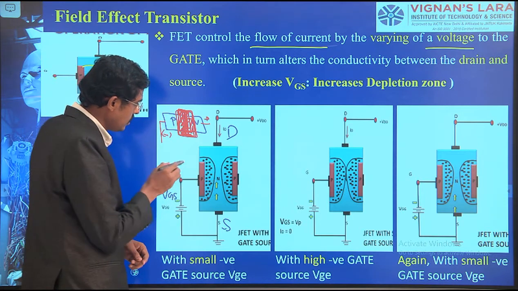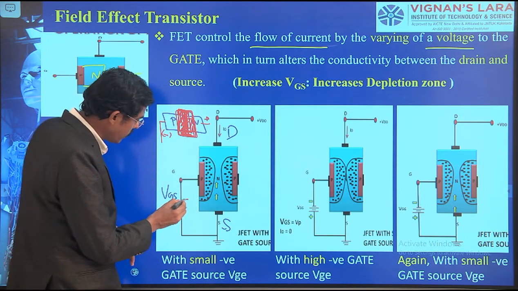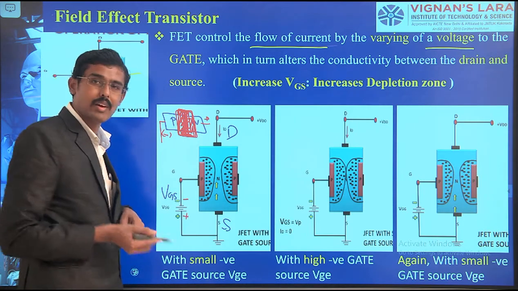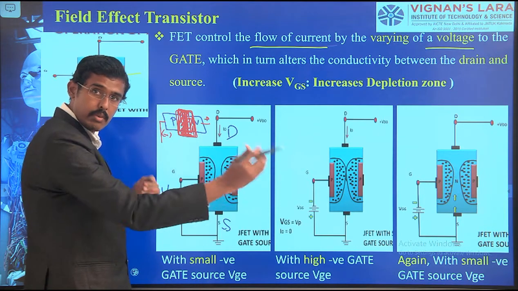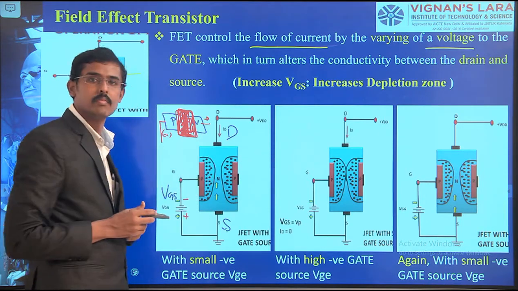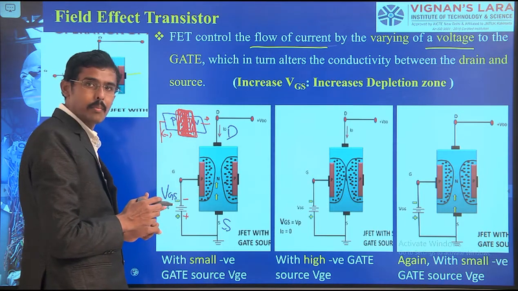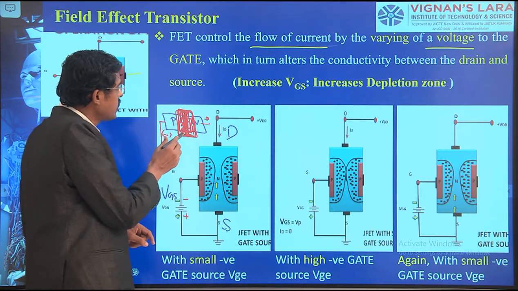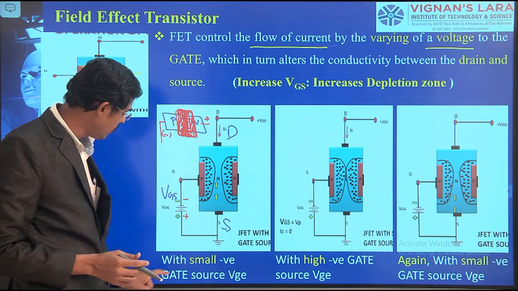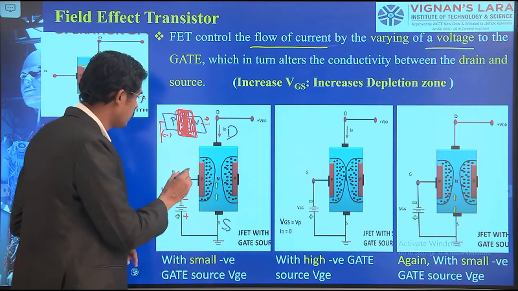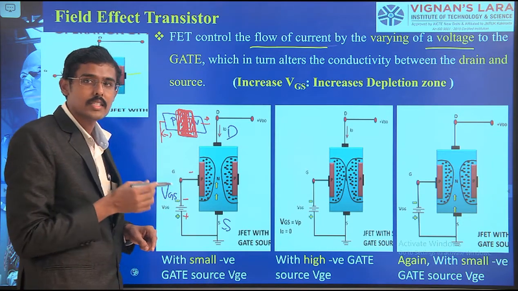There is an N, there is a P. I am applying the negative. See, it is visible. It is a negative, and I have given it there. What happens? This negative increases the depletion zone between N and P. So let us consider, less voltage is applied. Therefore, the depletion zone is also very small. And that is what I have written with a small negative gate source voltage. This is negative. Reverse bias I have done here.